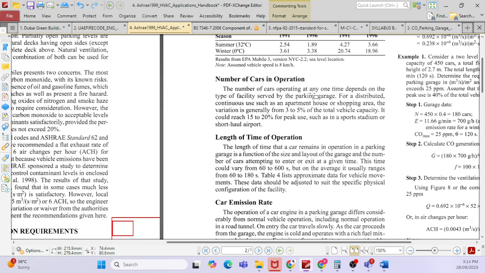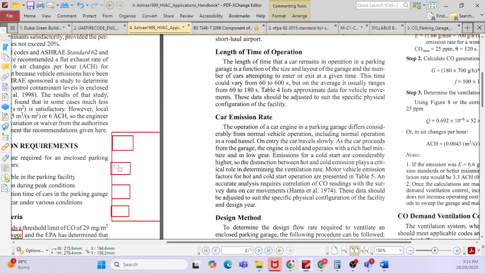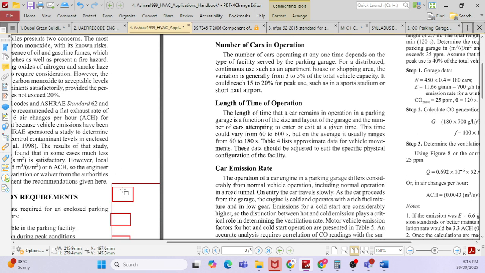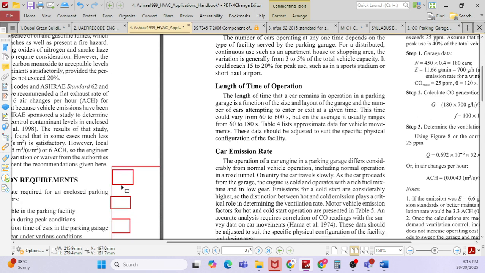Next, the number of cars in operation. It doesn't mean that all the cars are in operation. Normally, the number of cars operating at any one time depends on the type of facility served by the parking garage. For a distributed continuous use such as an apartment house or shopping area, the ventilation is generally based on 3 to 5% of the total vehicle capacity. Clear? So if you have 100 parking spaces, just take only three vehicles.